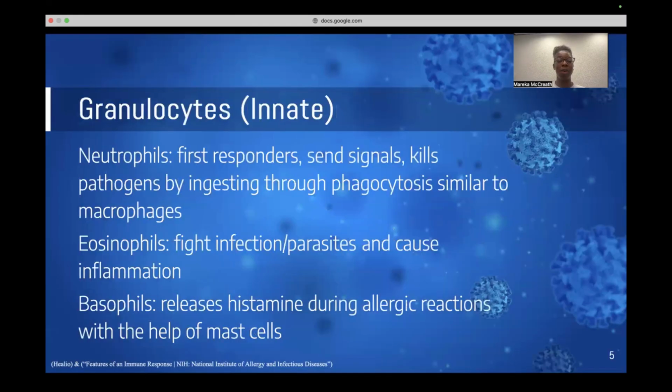So I'll be going over the granulocytes that are part of the innate immunity. So neutrophils are the first responders. They send signals, kill pathogens by ingesting through phagocytosis, similar to macrophages. Eosinophils help fight infections and parasites and cause inflammation. And basophils release histamine during an allergic reaction with the help of mast cells.